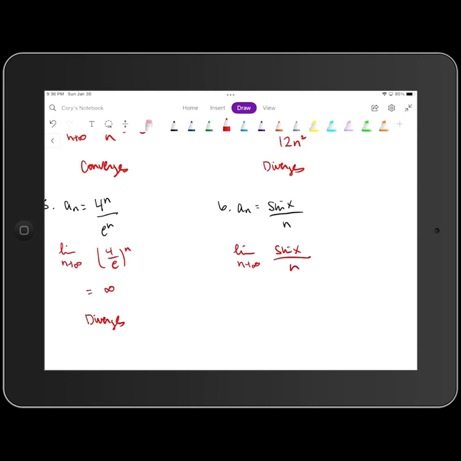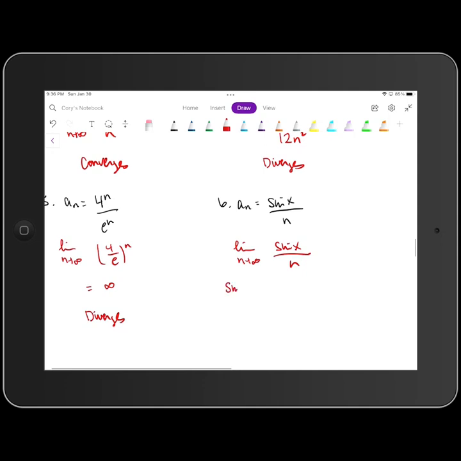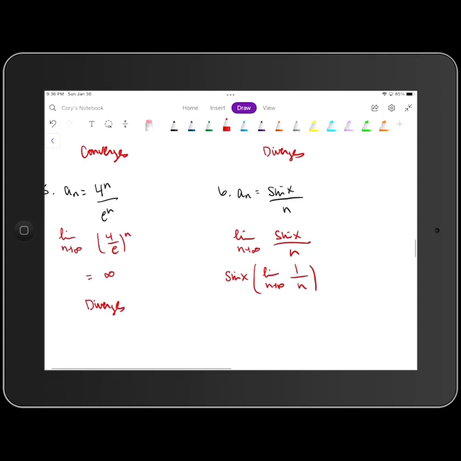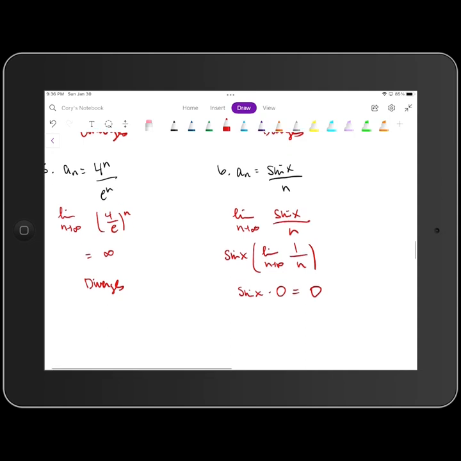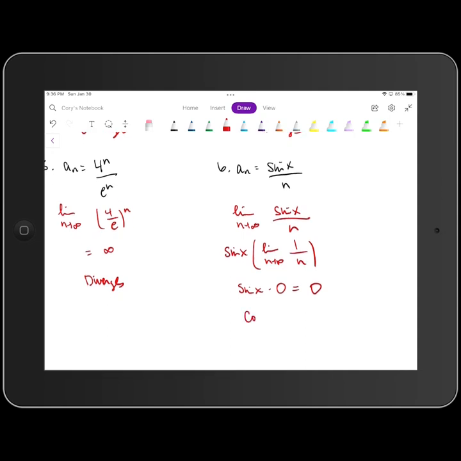the limit as n goes to infinity does not apply to that sine function at all. So you can think of sine as behaving like a constant in this particular case. So I can go ahead and pull sine out front and then multiply that by the limit as n goes to infinity of 1 over n. We know the limit as n goes to infinity of 1 over n is 0. So essentially this is like taking the sine of x and multiplying it by 0, which makes the value of that limit equal to 0. And if the value of that limit is finite, that tells me that the sequence converges.